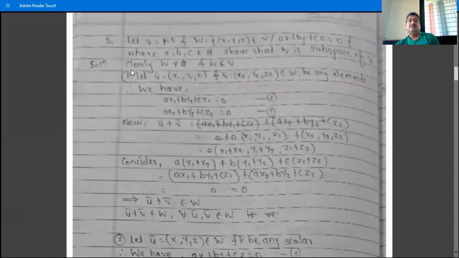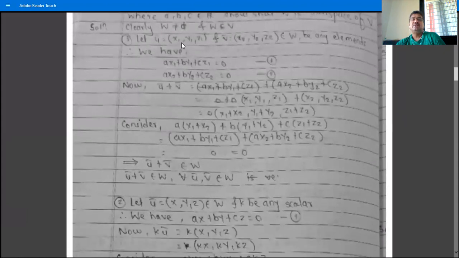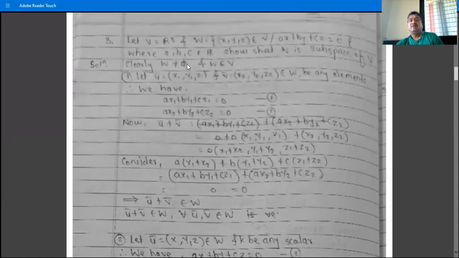So for the first condition, write directly that clearly W is non-empty and W is a subset of V. Now we have to show the two conditions. Let U bar as x1, y1, z1 and V bar as x2, y2, z2 be arbitrary elements of W. U bar is an element of W, meaning it satisfies the condition ax1 plus by1 plus cz1 is equal to 0, equation number 1. Also x2, y2, z2 is an element of W, so we have ax2 plus by2 plus cz2 is equal to 0 by using this condition, equation number 2.